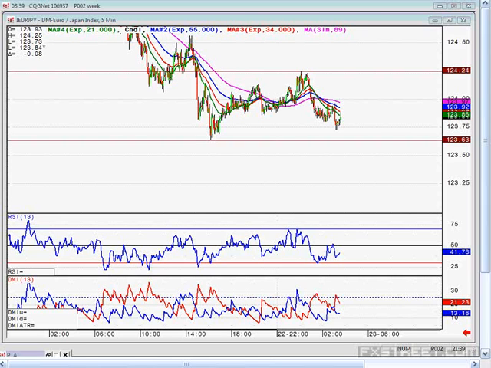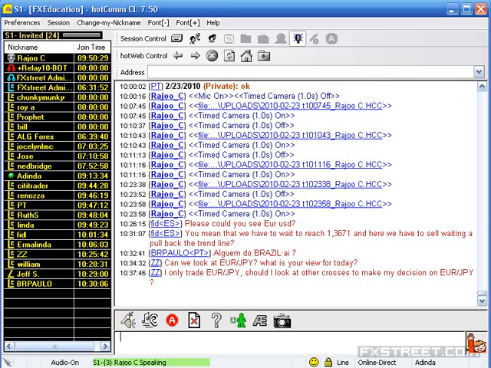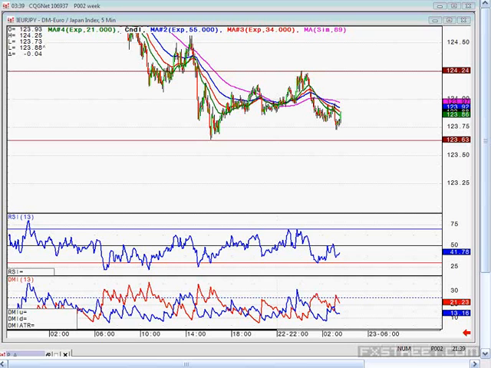So the next one, he said, I only trade euro yen. Should I look at other crosses to make my decisions on euro yen? As I told you earlier on, when you trade euro yen, you have to pay attention to euro USD and USD yen, that means the dollar yen. So you see which direction both these crosses are moving, and that's where the euro yen will start to move. So you have to use this analysis to get a clear picture and a comfortable level to take your trade, right?